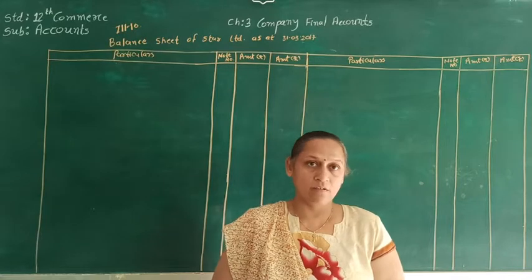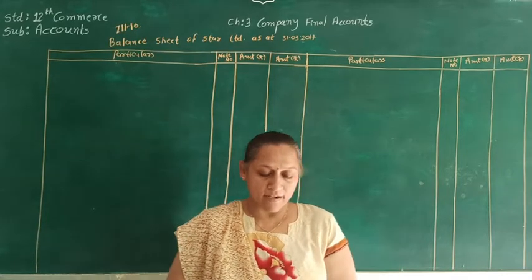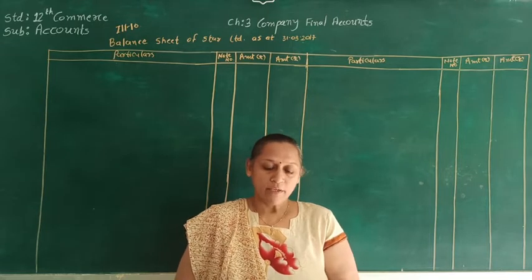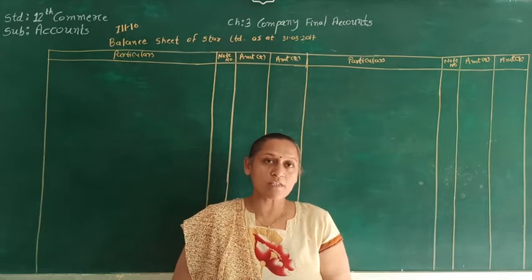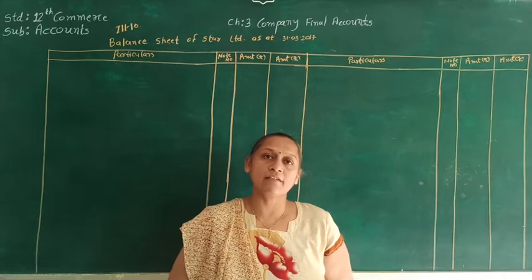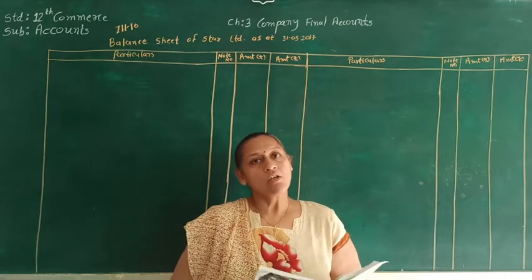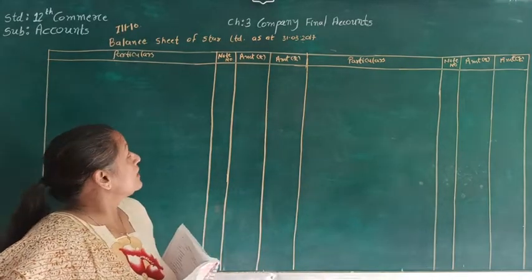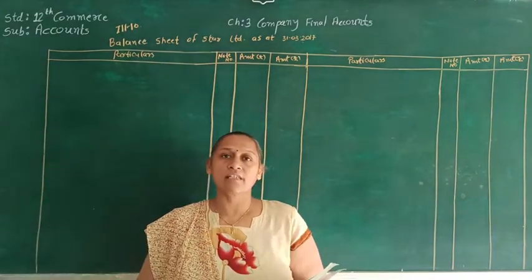Illustration number 10. Following balances are extracted from the books of Star Limited. Prepare balance sheet as per Schedule 3 of the Companies Act 2013 as at 31st March 2017. So here we are going to prepare the balance sheet of Star Limited as on 31st March 2017.